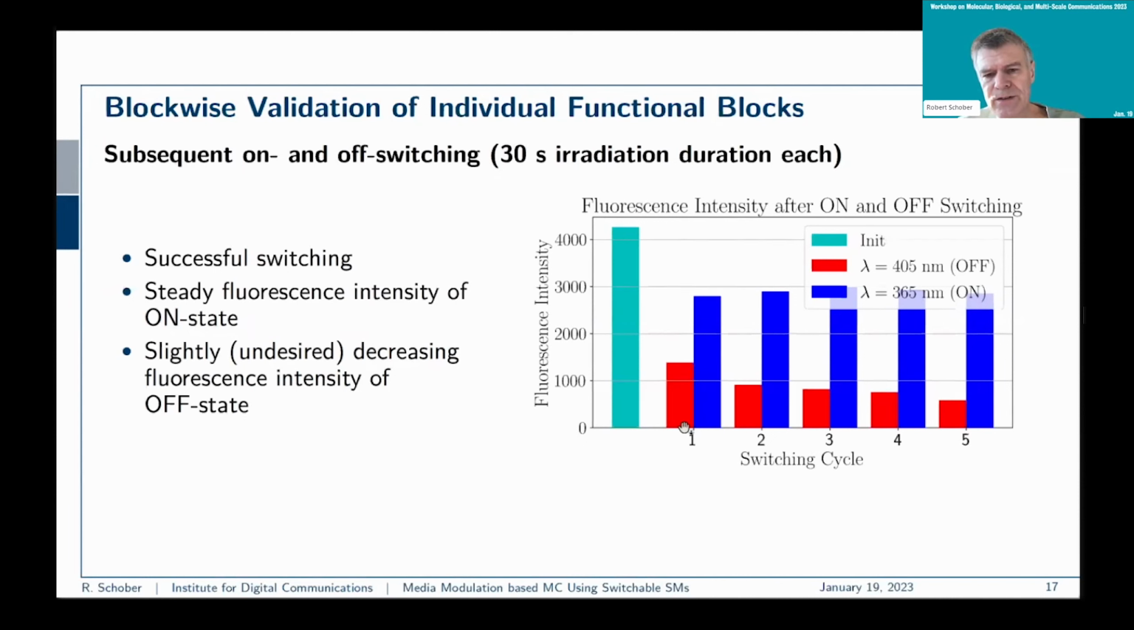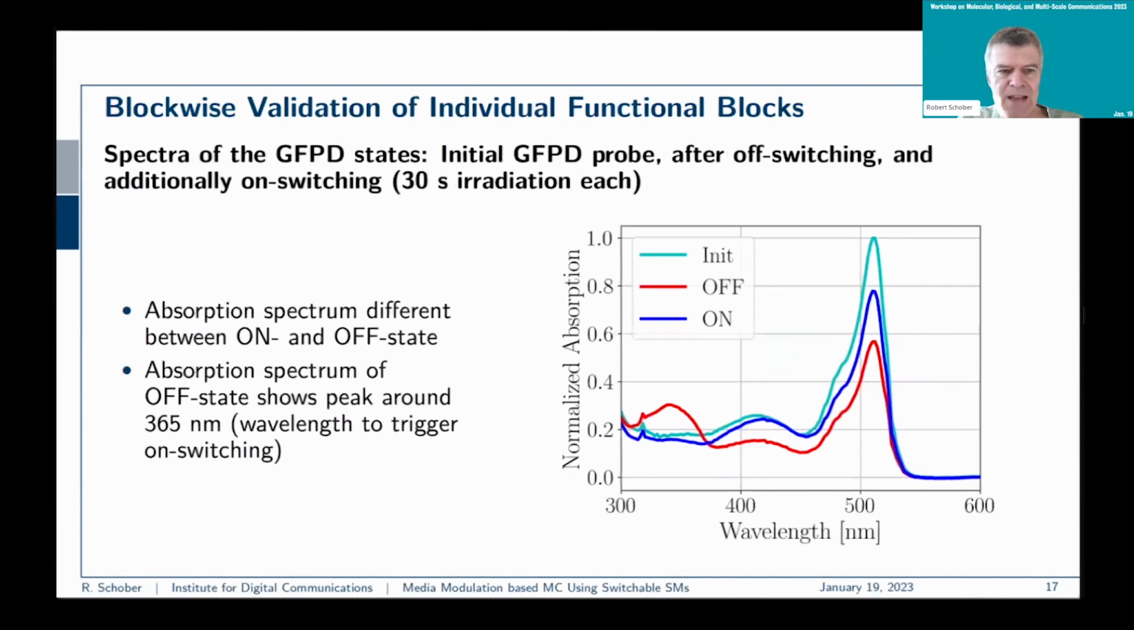But we still see enough difference between the red bar and the blue bar in order to say that we could reliably send zeros and ones with this method, right? So there's still enough distinction between those. And those are for 5 cycles. As we said, you can do many more cycles without significant performance degradation.